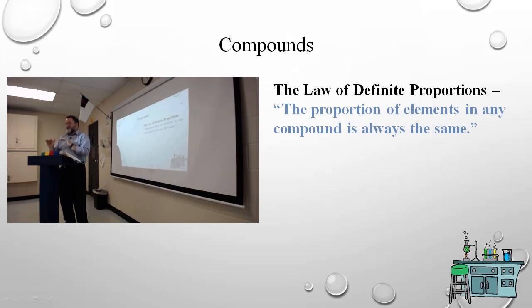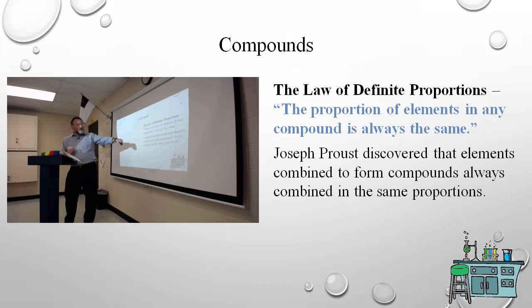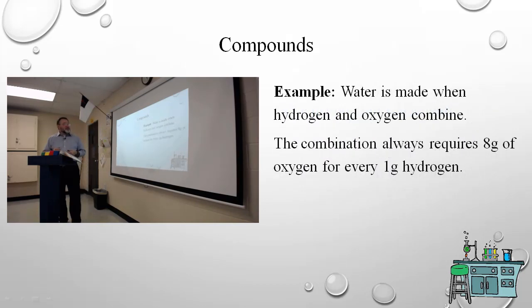See how it works? So this law of definite proportions, it's saying that the proportion of elements in any compound is always the same. It's always going to be exactly the same. And Proust figured this out. He said that when they combine together to form compounds, they're always combining in the same proportions. Well, an easy example of this that we're all familiar with is water. What is the chemical formula for water? H2O. Before chemistry class, you knew H2O was water.